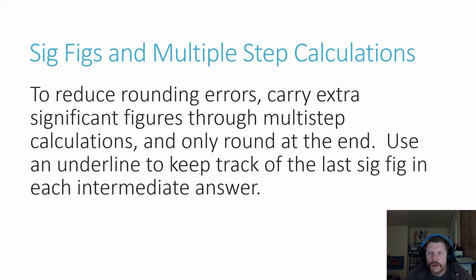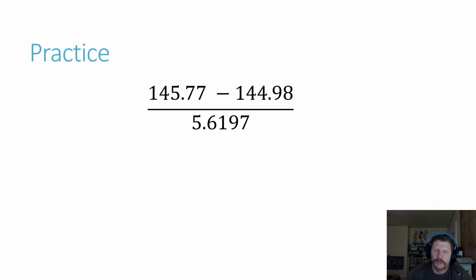Okay, so to see that, we've got 145.77 minus 144.98 divided by 5.6197. The first thing we want to do is look at this function right up at the top that's in parentheses. If you remember, PEMDAS, your order of operations. Please excuse my dear Aunt Sally, I think is what I learned.